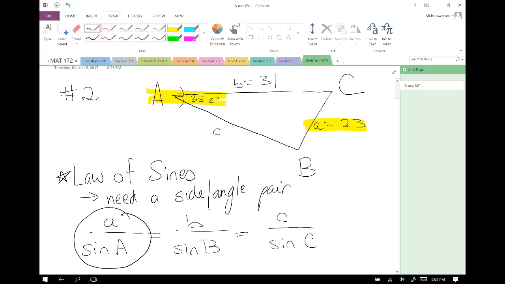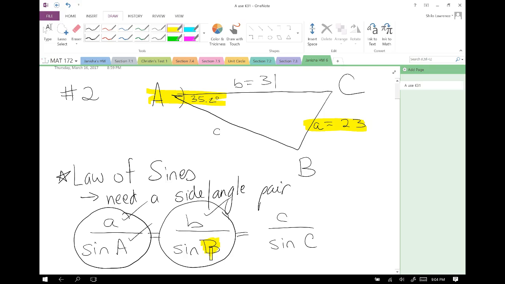And right now we know little b. So we're also going to use this one, and we're going to be able to solve for angle b. So we know little a, we know big A, we know little b. So we can set up the a and b fractions and solve for angle b.